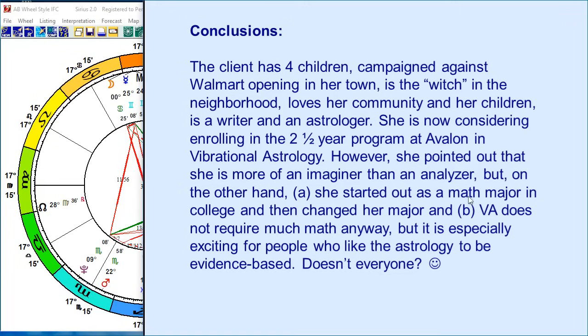She wants to understand how things work, that Mars involved with the Mercury and Venus. And vibrational astrology does not require much math anyway. It is especially exciting for people who like astrology to be evidence-based. Anytime you see Mars and Saturn involved in big patterns, Mars, they want to really get it, go there. Saturn, they want to get to the essence and figure it out. And doesn't everyone, with a smiley face at the end? I think if you really think about it, regardless of the astrology, we like things to work and make sense. And so VA, with all of the research and development that's gone on, it's a practical, useful tool.